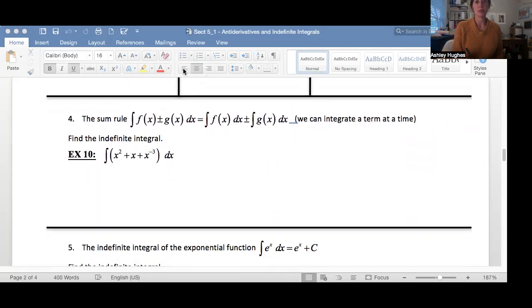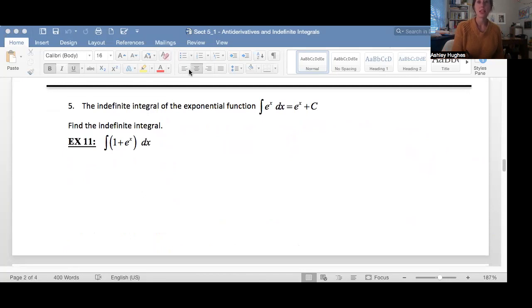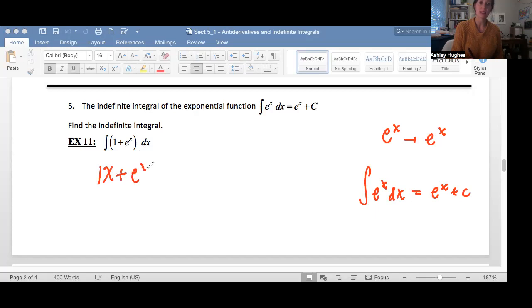The sum and difference rule just means we can add or subtract the answers. So this is x cubed over 3 plus x squared over 2 plus x to the add 1, over -2, plus c. Now, e to the x, if you remember, the derivative of e to the x was e to the x. So the integral of e to the x is also just e to the x plus c. So the integral of 1 is x, because it would be 1x, plus the integral of e to the x is e to the x.